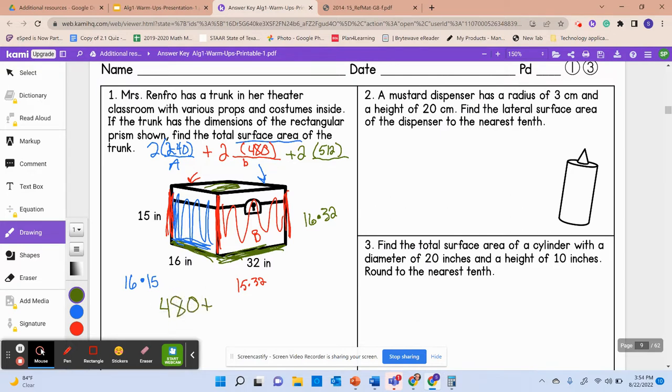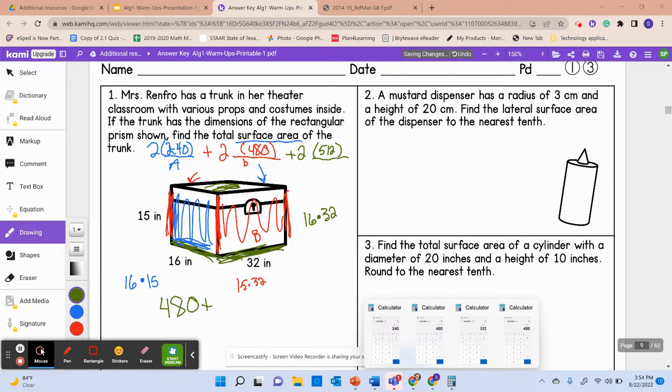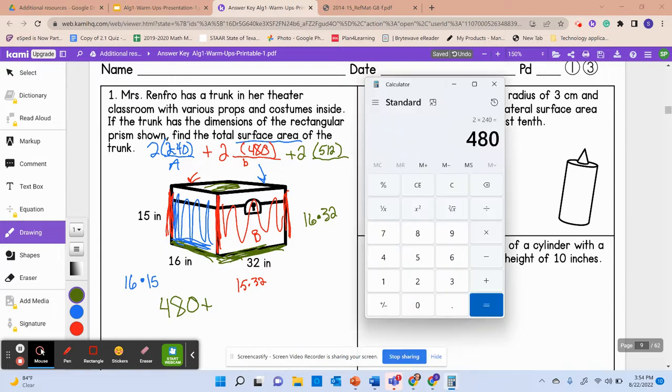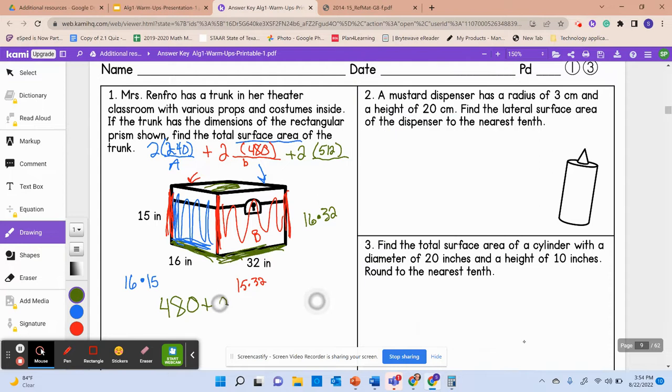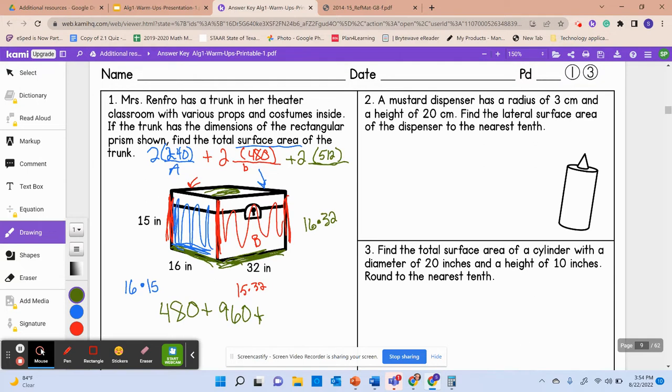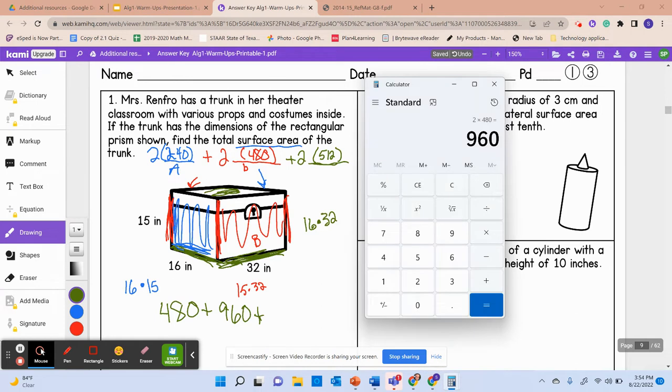480 plus 2 times 480, which is 960, plus the 2 times 512. So 2 times 512 is equal to 1024.